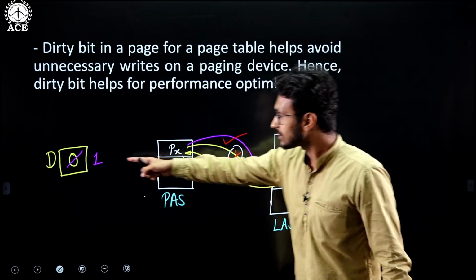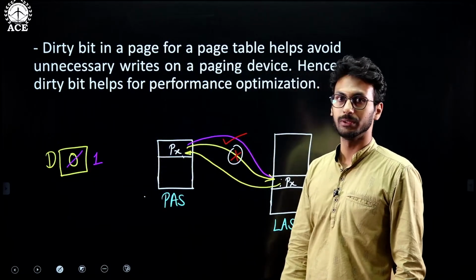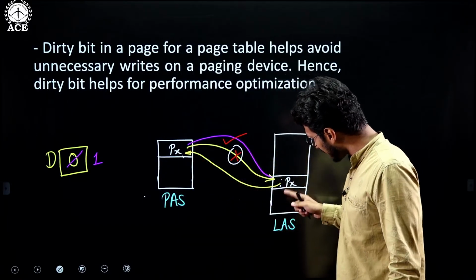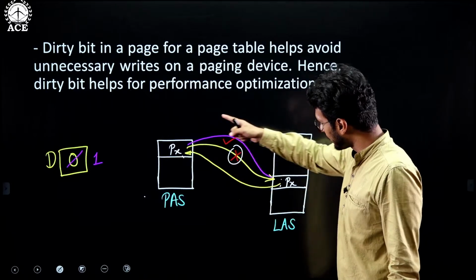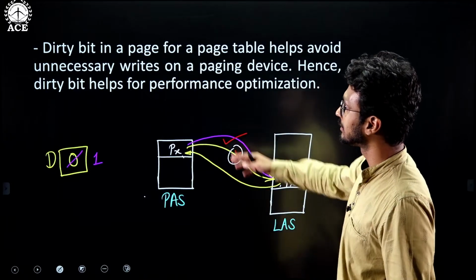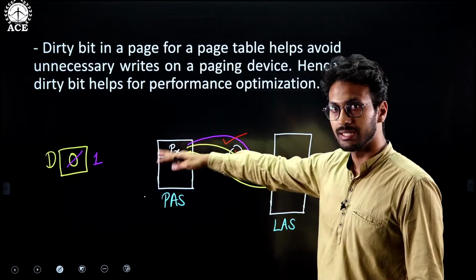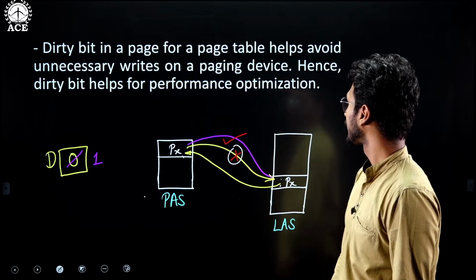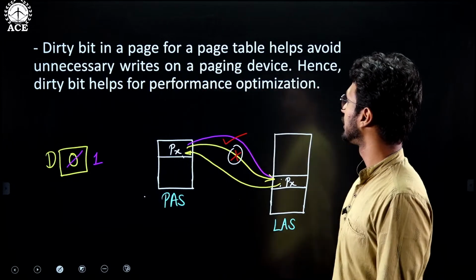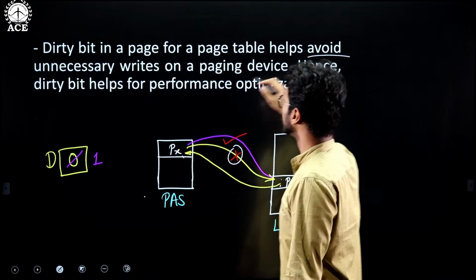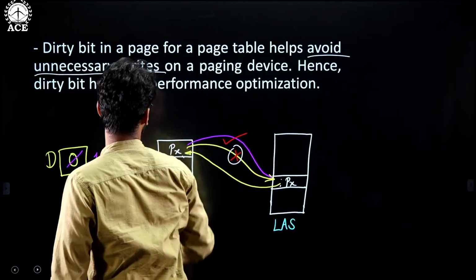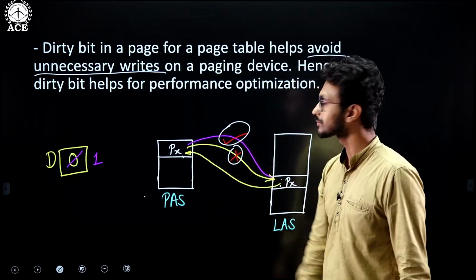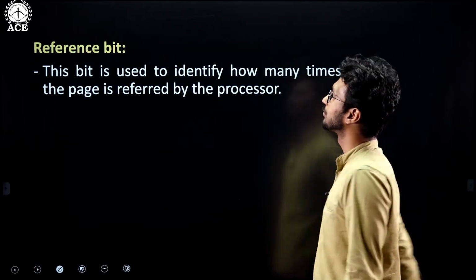But if it is modified, the dirty bit will be 1. Whatever changes are made here, you need to make the same changes here, so you need to overwrite. That is why it is mentioned. This way, if you maintain the dirty bit, sometimes you may not write unnecessarily. It helps avoid unnecessary writes on the paging device. By maintaining that dirty bit, in this case you didn't write, in this case you wrote it. Done with this concept.